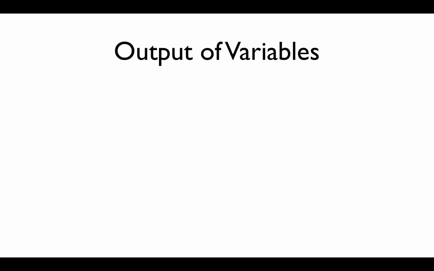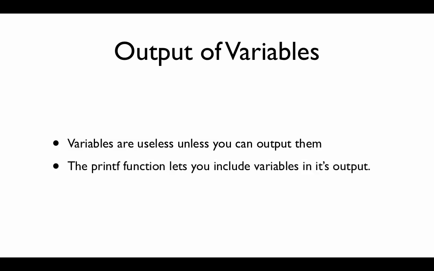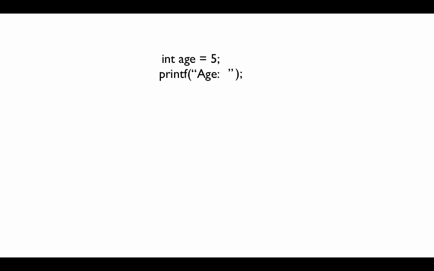Variables are basically useless unless you can output them and let the user know what's inside of them, or at least use them in some way. The printf function allows you to include variables in its output so that you can output the data stored within the variable. So if I have the variable age and I want to print out the contents of what is stored at age, which happens to be 5 in this case, after "age:" in the printf, there's a few things we have to do.